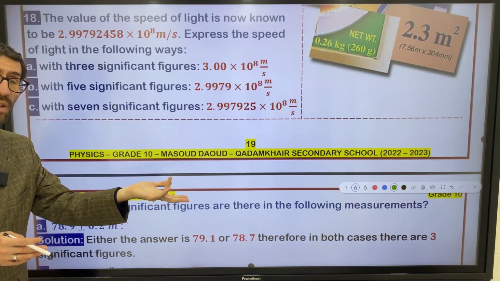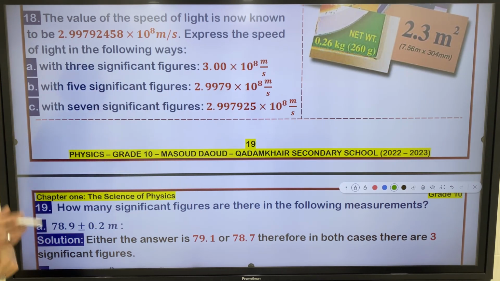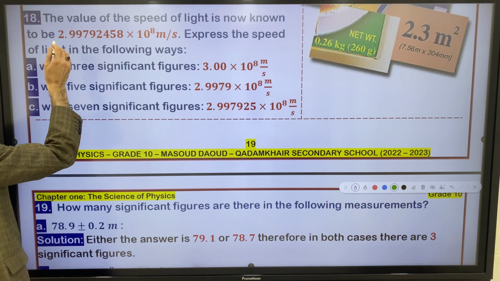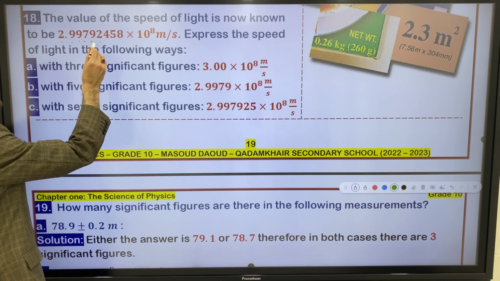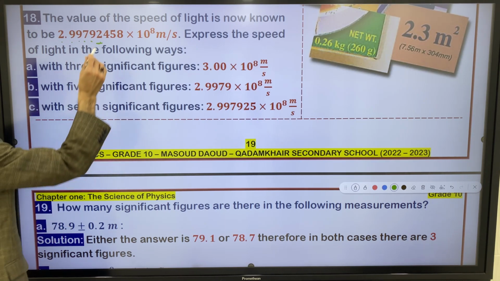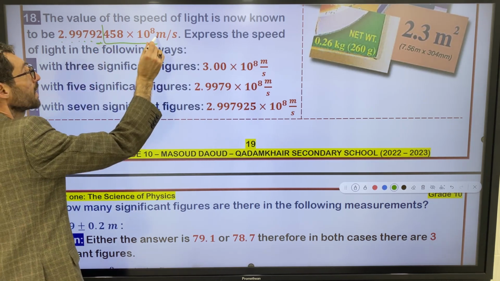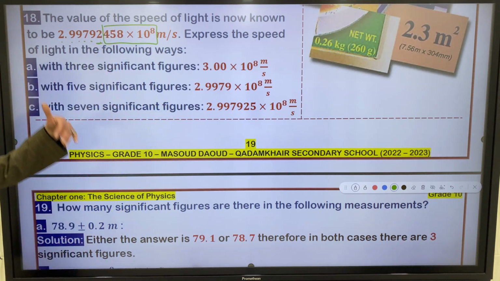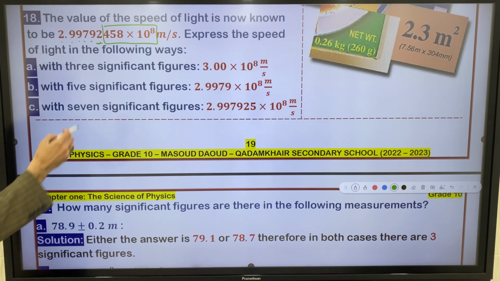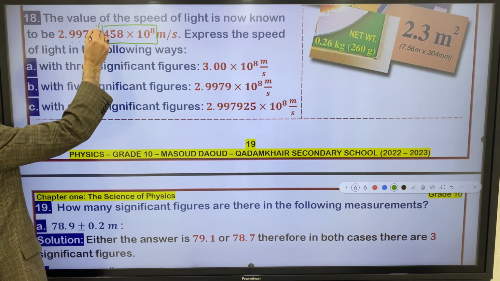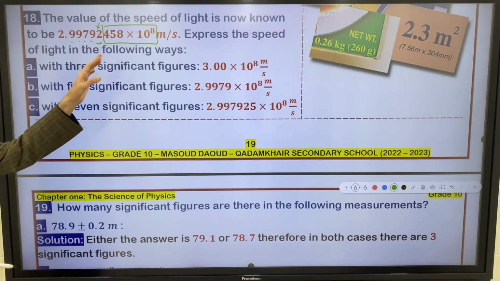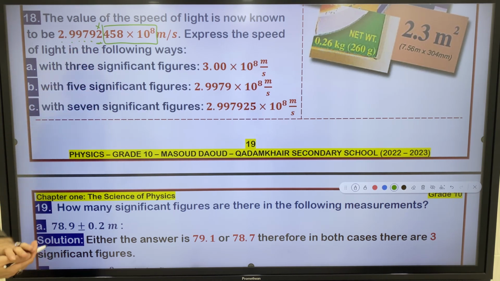So the sixth figure is the last digit for us. Last digit: 1, 2, 3, 4, 5, 6. This is the last digit, right? And I told you, the other numbers and the power are not important. Don't care about them. So this is the sixth number, right? Just drop the last digit, and we round down without any changing.